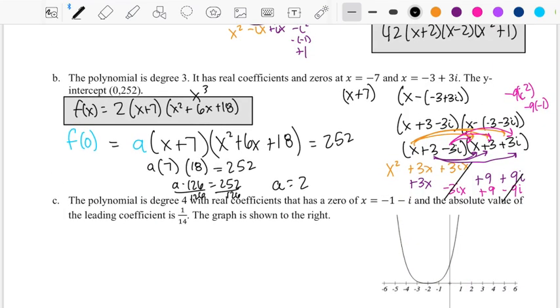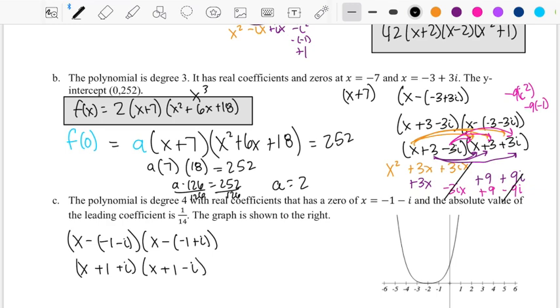So the polynomial is degree 4 with real coefficients that has a 0 of x equals -1 minus i, and the absolute value of the leading coefficient is 1/14. If we have a 0 at x equals -1 minus i, that means we have an x minus a -1 minus i as one of our factors. And we also have an x minus a -1 plus i as one of our factors. So this is really x plus 1 plus i. And this one is x plus 1 minus i.